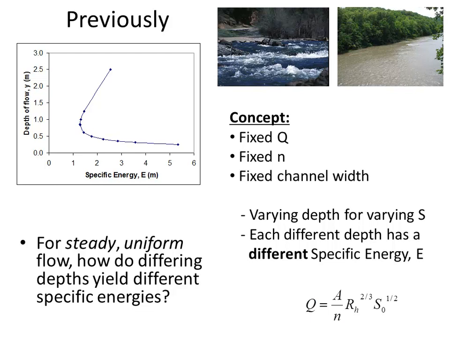And then, of course, the exception to that is the point of minimum specific energy, where there's only one possible flow depth, and that's the critical flow depth, Y sub C. So this is just a review of last time, and the way that we get different specific energies for different flow depths, for steady uniform flow. How do differing depths yield different specific energies? It's because if you have a faster moving velocity, there's going to be more kinetic energy there, and that's why it has additional specific energy.